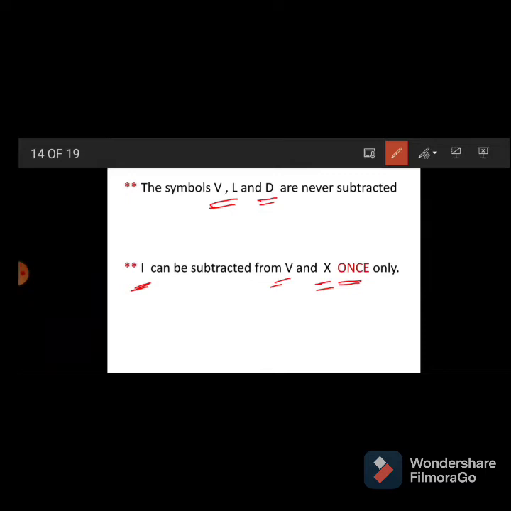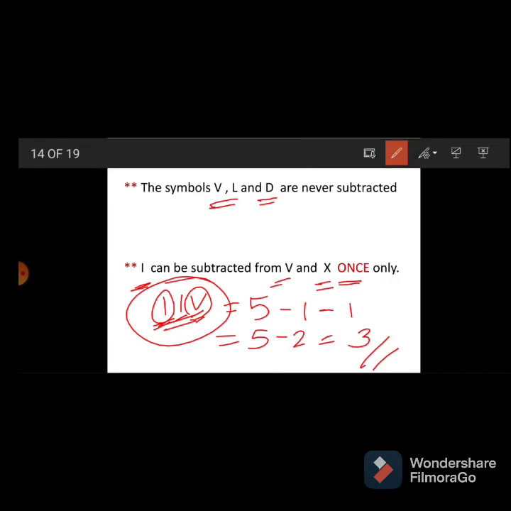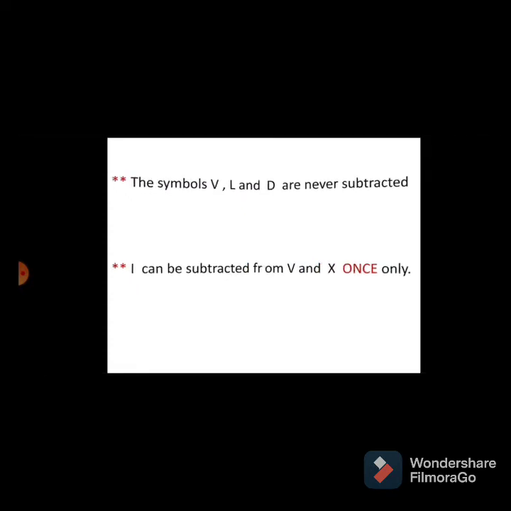What is its meaning? Suppose we write IIV, then what is its meaning? I means 1, V's value is greater, I's value is smaller, then we have to subtract the smaller value from the greater value, means 5 minus 1, again I written 2 times, so again minus 1, then 5 minus 2 is equal to 3, but it is wrong. Why is it wrong? How to write 3? I have to write I 3 times, that means 3. Okay, so I can be subtracted from V and X once only, one time only, not 2 times. Okay, cleared up? Like this.